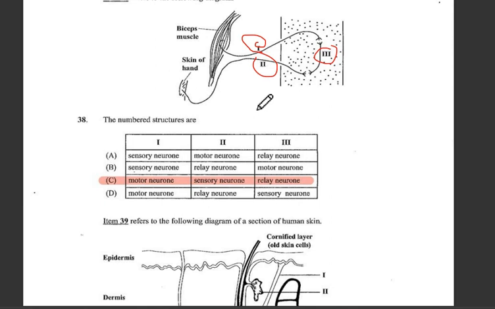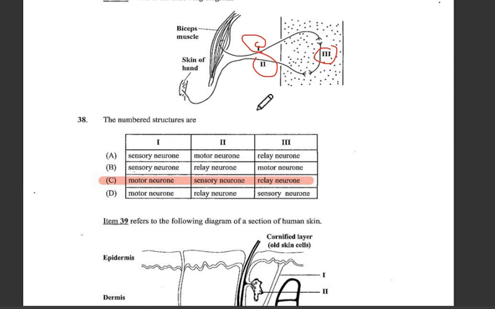Here with the sensory neuron, the sensory neuron would be a nerve cell that is activated by sensory input from the environment. But with the relay neuron, the relay would most likely be found between neurons, linking its input and its response.